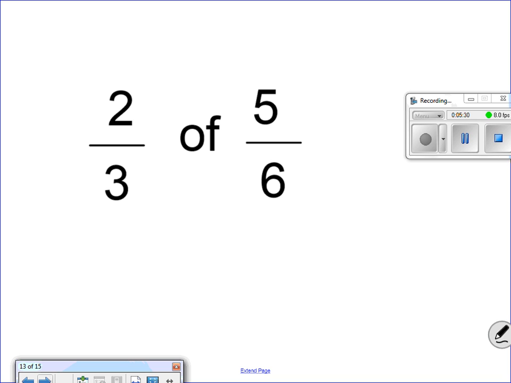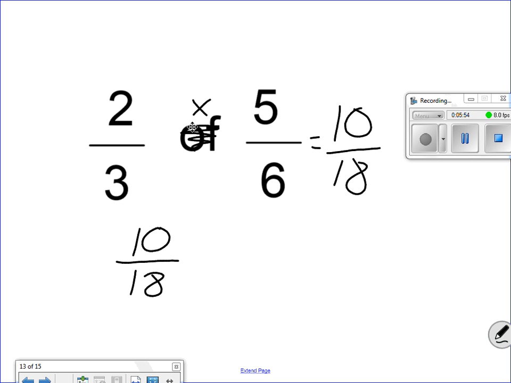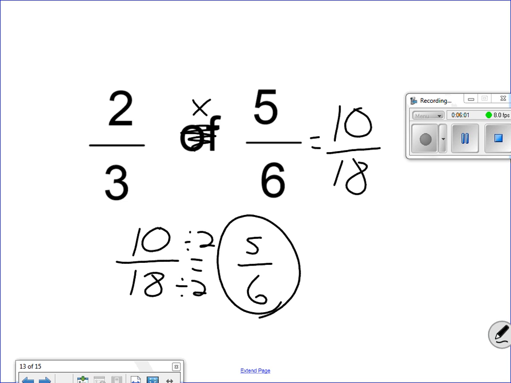2/3 of 5/6. Remember what we talked about in the beginning. When you see the word of, I want you in your mind to cross it off and put multiply. 2/3 of. So we're going to go 2 times 5, which is 10. 3 times 6 is 18. This is what I want you to keep in mind, though. You cannot leave the problem like this now. 10/18, we have to reduce it. When you're multiplying fractions, you're going to get numbers that you're going to have to reduce. What goes into both of these? Divide by 2. Divide by 2 gives me 5/6. This can't get any smaller. 5/6 is your answer.